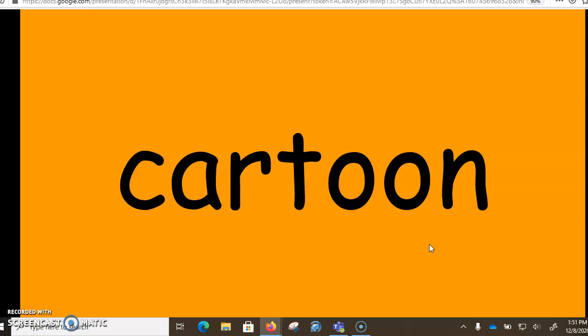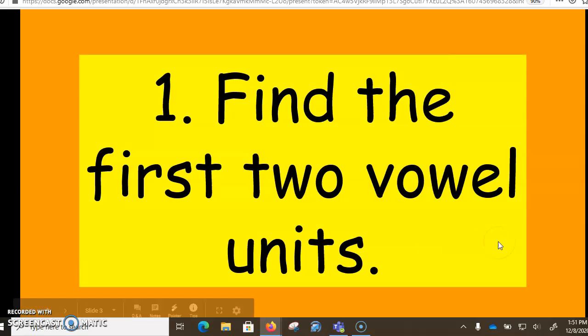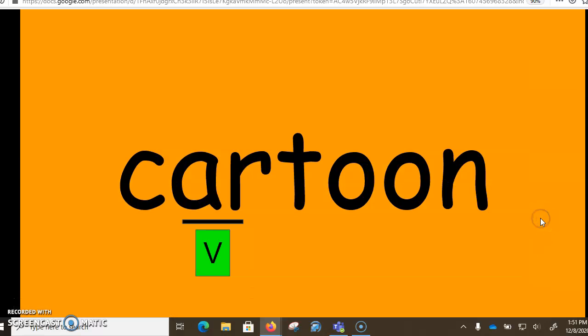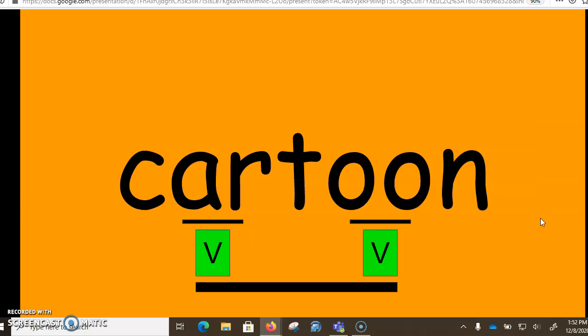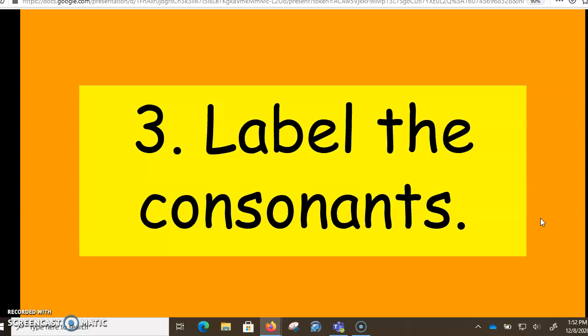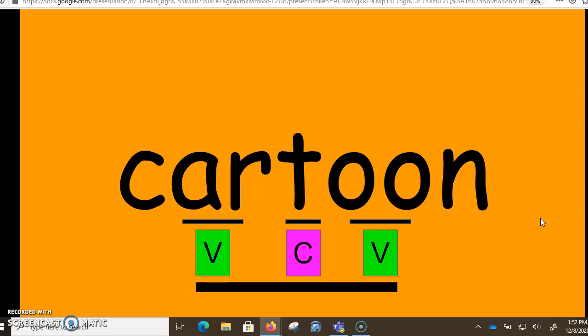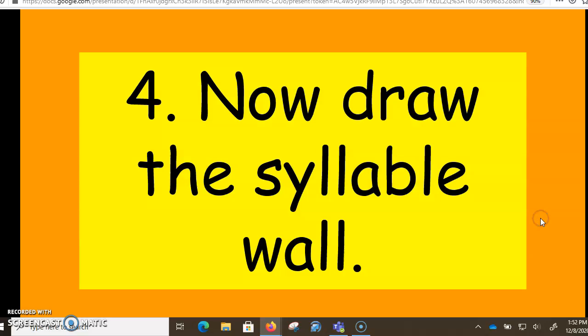We're going to go ahead and move into the next steps. Go ahead and find the first vowels. I know AR is a bossy R vowel, and OO is a diphthong vowel. I'm going to draw my bridge. I'm going to label my consonants. Draw my syllable wall.